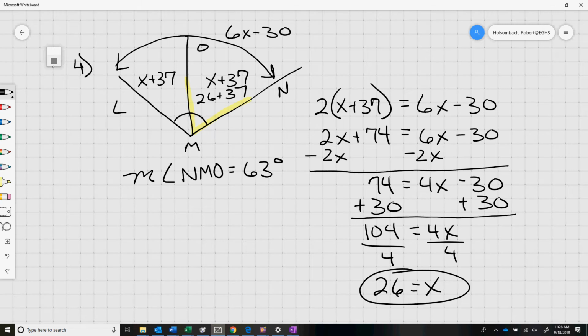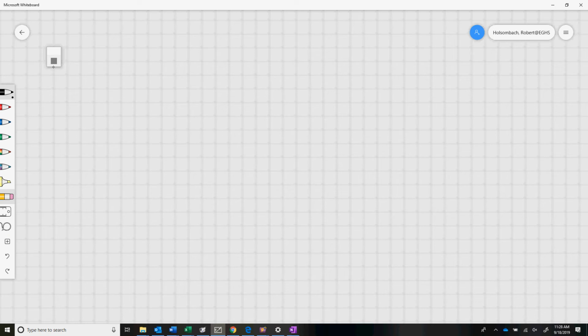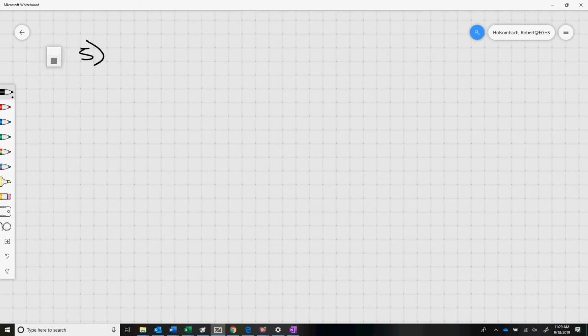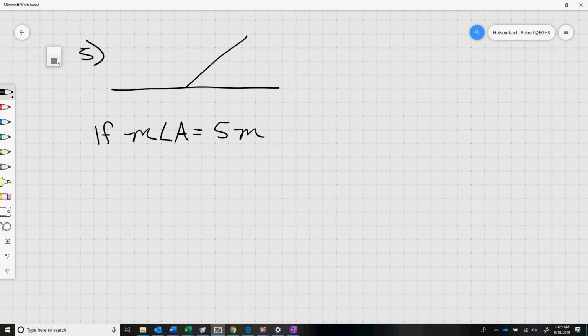Number 5, you're going to want to pay attention to this terminology because you haven't really seen it yet. In number 5 it says angle A and angle B are a linear pair. They're a linear pair. They form a line. It says if the measure of angle A equals 5 times the measure of angle B. That's what they're telling you in this question. That's what that terminology means. The measure of angle A equals 5 times the measure of angle B.